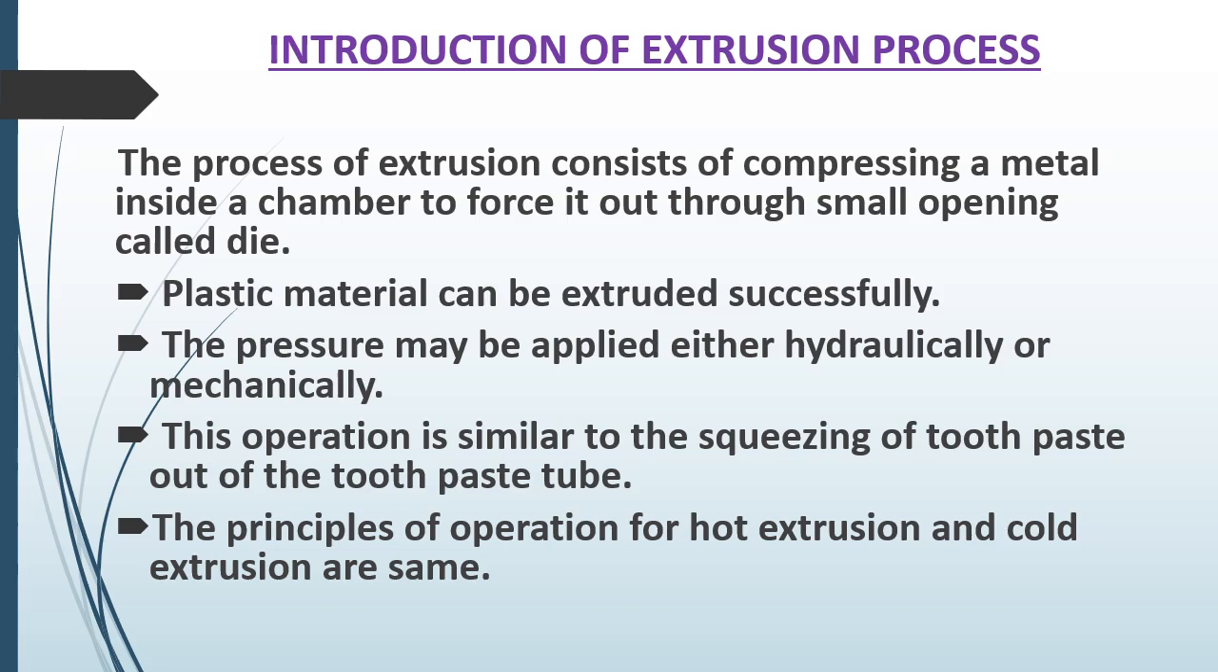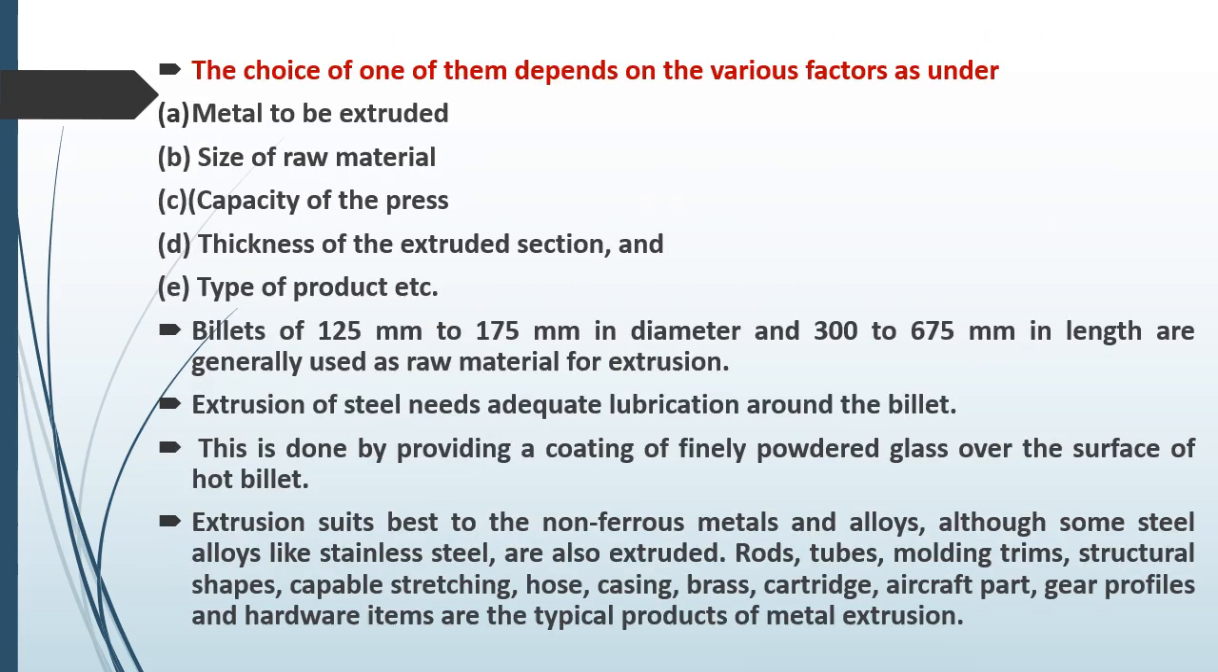For example, aluminium alloy, copper, brass, bronze. But steel and other ferrous alloys can be successfully processed with the development of molten glass lubricant. The products of extrusion are rods from 3 to 250 mm in diameter and pipes of 200 to 400 mm diameter and wall thickness of 1 mm and above. Extrusion is done in hot as well as in cold conditions. Methods of extrusion are direct or forward extrusion, indirect or backward extrusion, and tube extrusion.